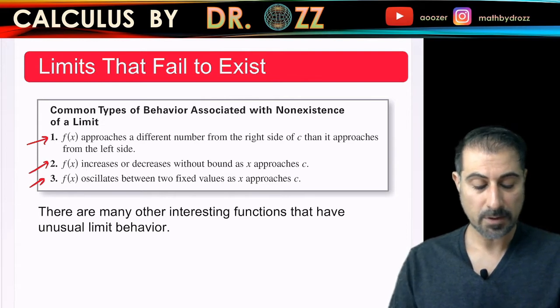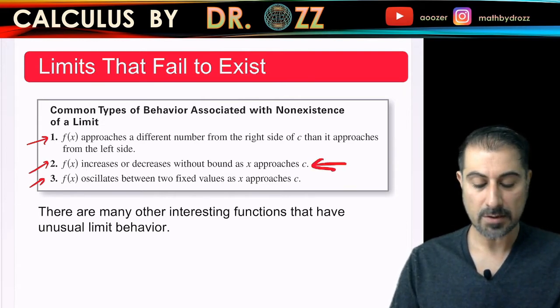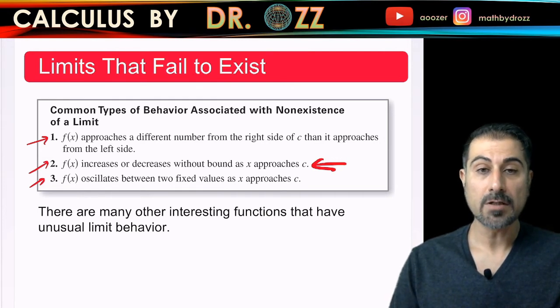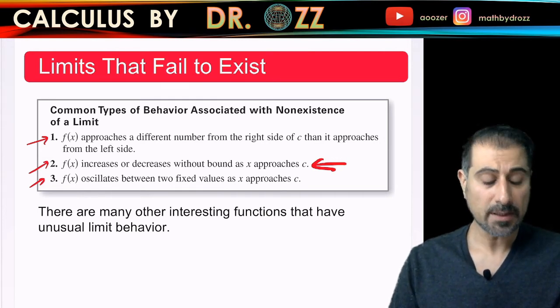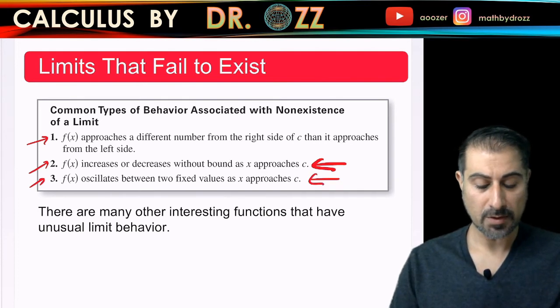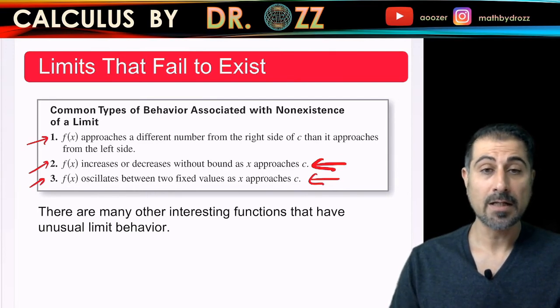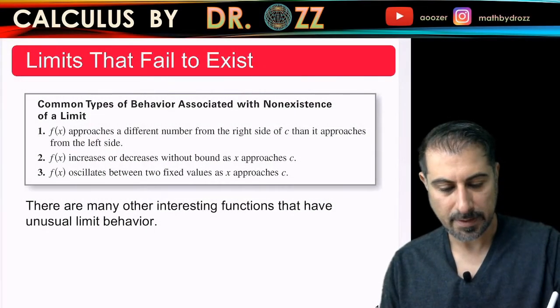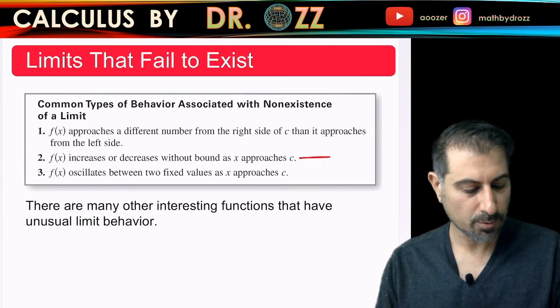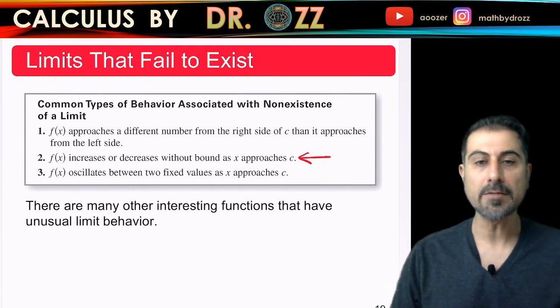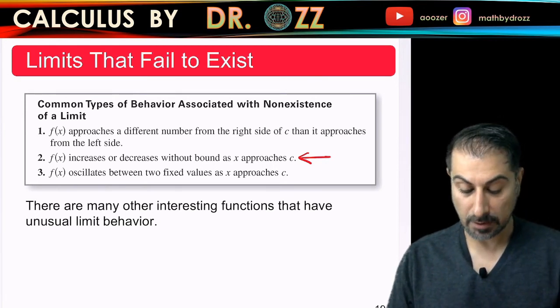So the first one that I'll go through here is f increasing or decreasing without a bound as x approaches c, and the last one I'm going to show you is that f of x oscillates between two fixed values as x approaches c. All right, here's the example for case number 2, that f of x increases or decreases without a bound as x approaches the limit point.